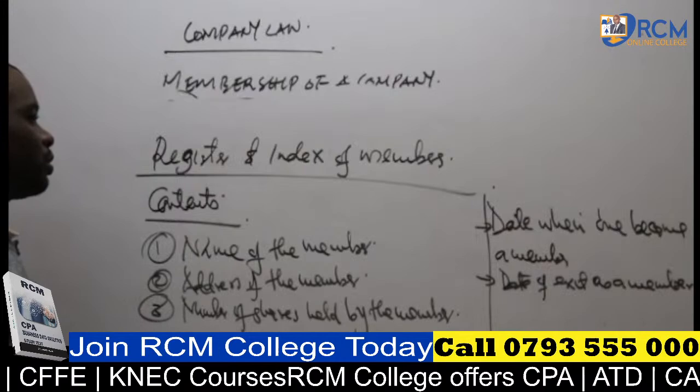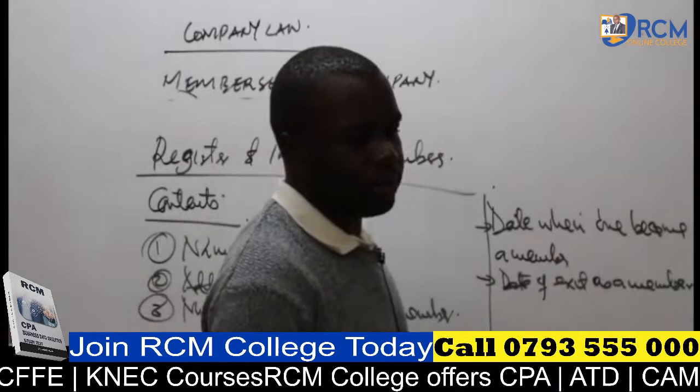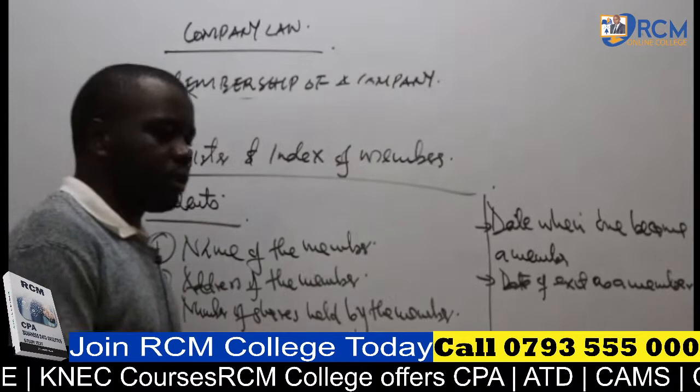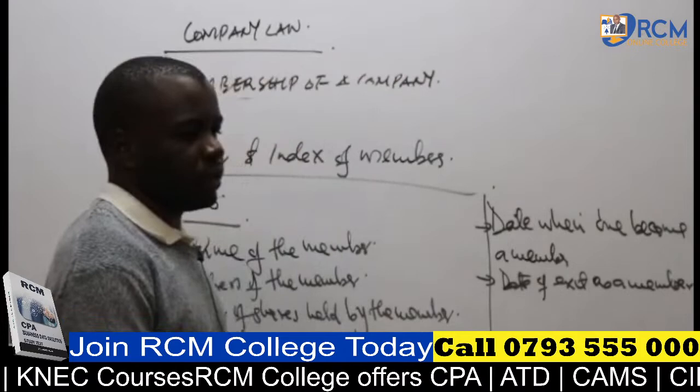Because they could ask, what are the contents of a register of members, or what will be contained in a register of members? So the name of that member, address of the member, the number of shares that this member is actually holding in the company, date when he actually became a member, and of course, if there's an exit, date of exit of the member.